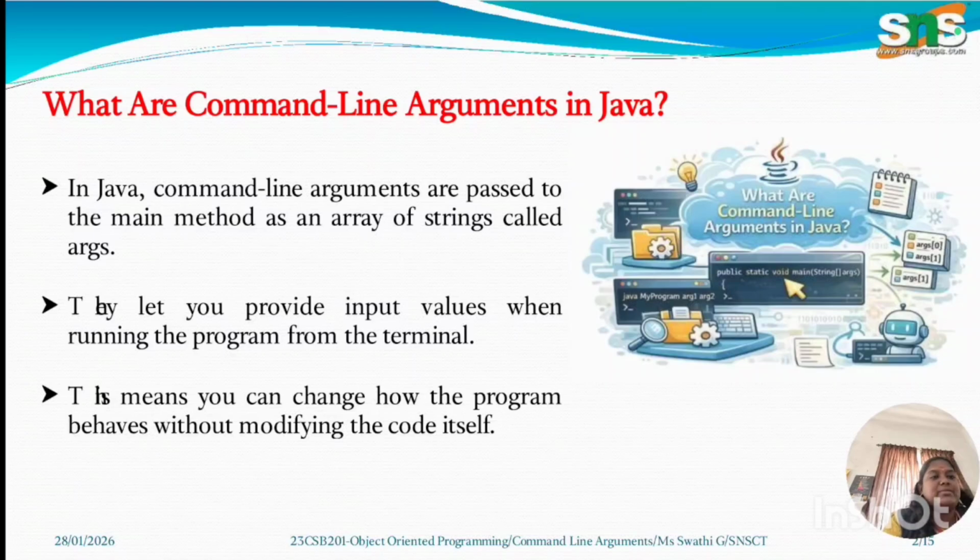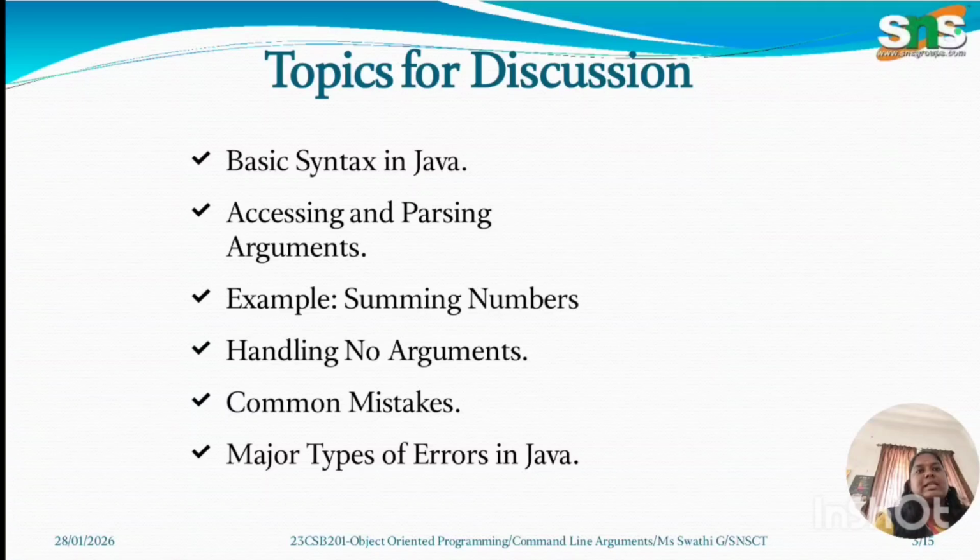If the programmer modifies the code itself, the command line arguments are passed to the main method as an array of strings called args. They provide input values when running the program from the terminal, and then the program behaves accordingly without modifying the code itself. Then we are going to discuss topics like syntax, how to access and pass arguments, examples, and common mistakes.